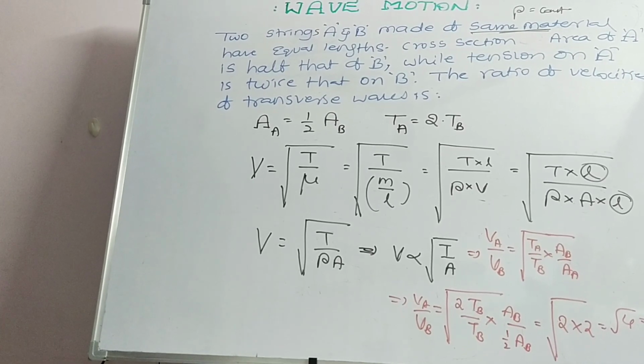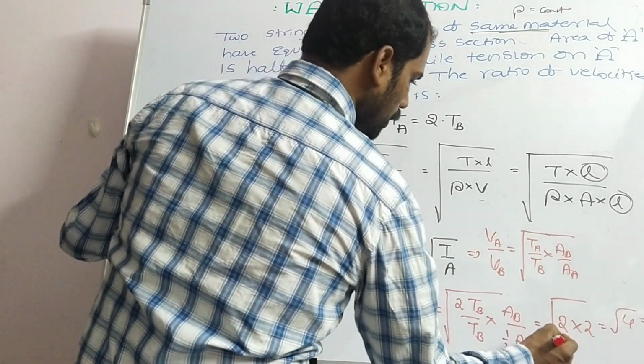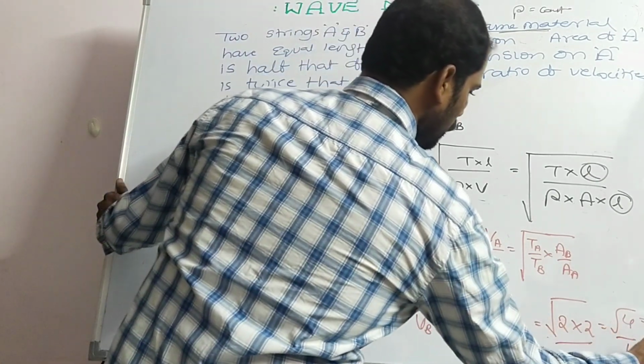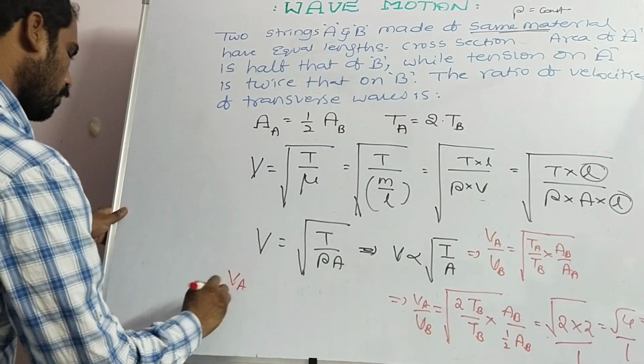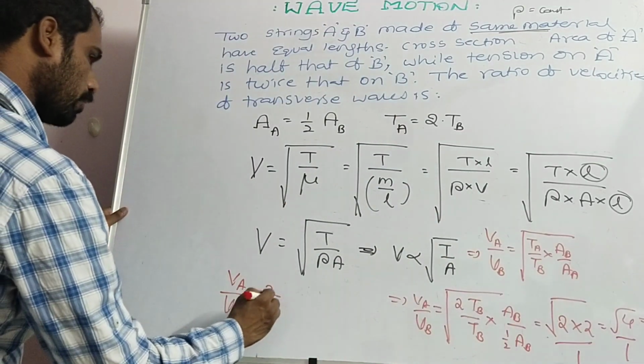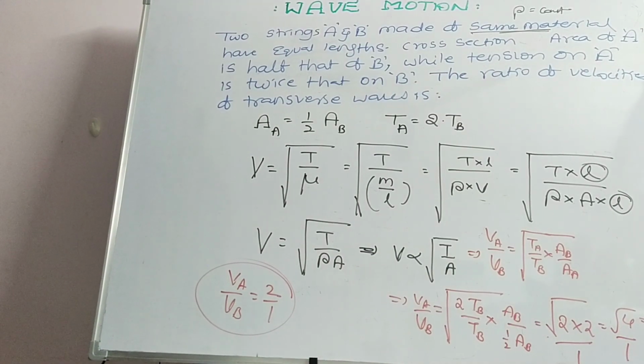Sorry, that is not 2 meter per second. We have to write the ratio, no? So VA is to VB is equal to 2 is to 1.